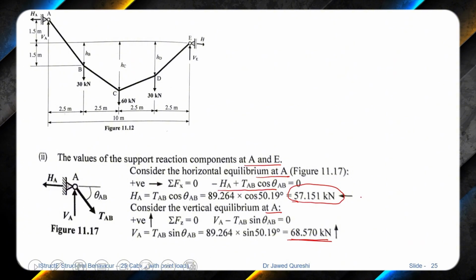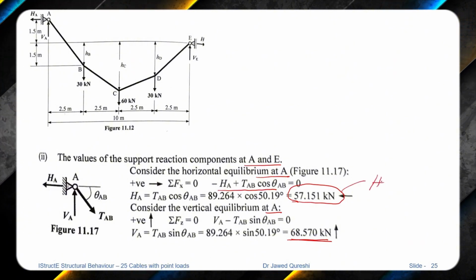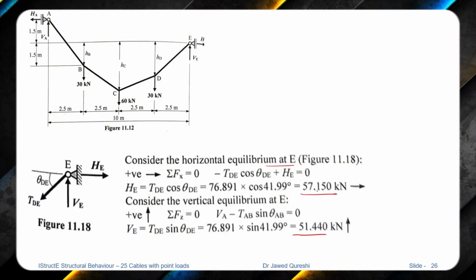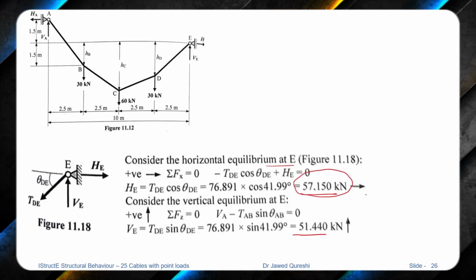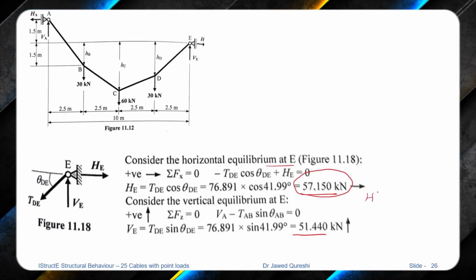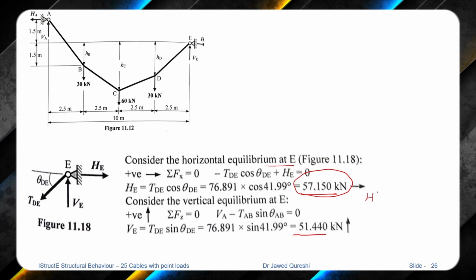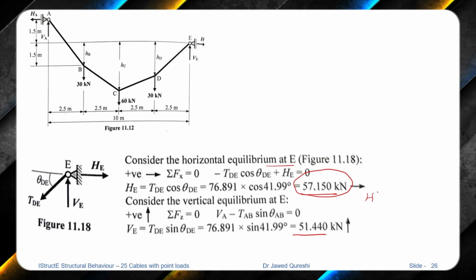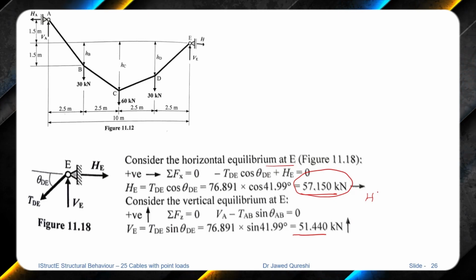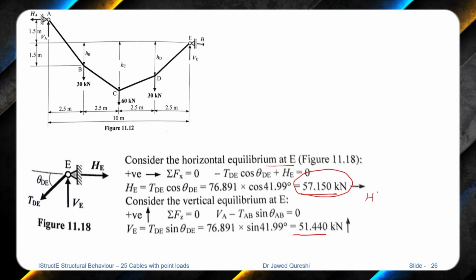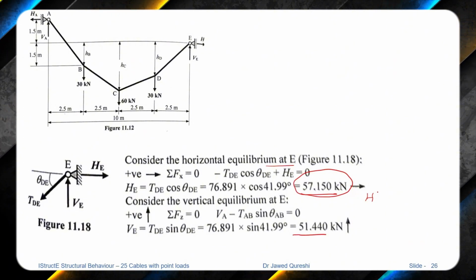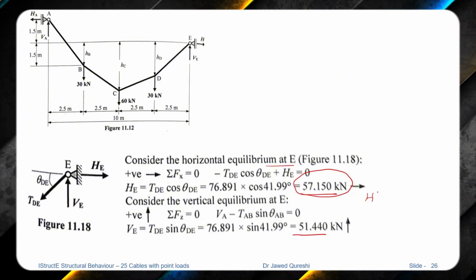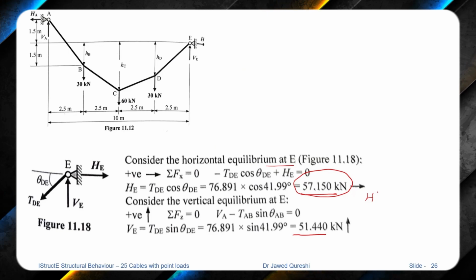Note one thing here: the horizontal reaction at A and the horizontal reaction at E are the same. This is really very important. In cables, the horizontal reaction will be the same at the supports, no matter if we have even or uneven supports. This is absolutely crucial. Note it down. This is a really very important point.